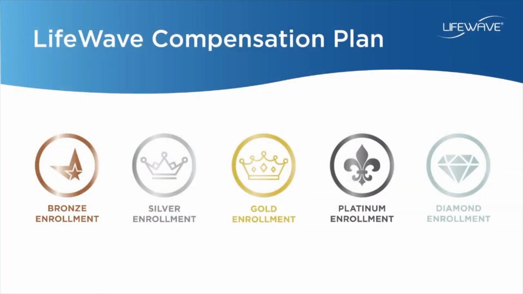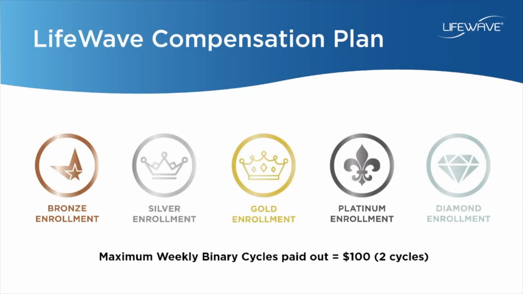So whether you're a manager, whether you're a senior presidential director, all of that volume that is cyclable will be processed through your account. And then the commissions that you can earn are based on how much cyclable volume you had and what's the maximum that you can earn based on your rank. Any of that cyclable volume will be consumed. Now, if you're an enrollment title, you do have a limit to how much you can earn per week. The max you can cycle is 2 cycles or $100.